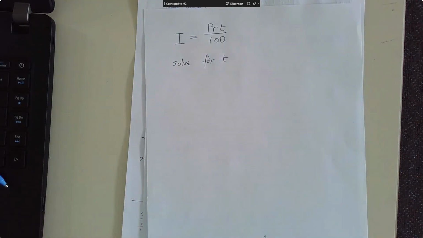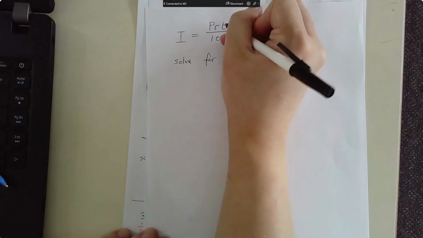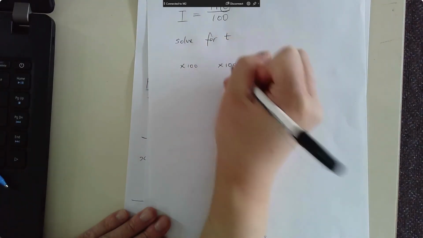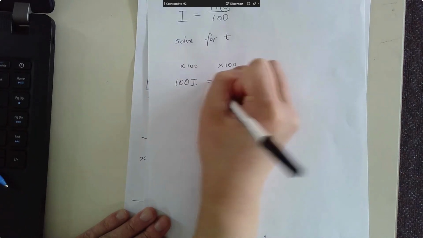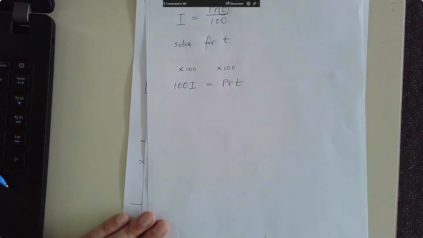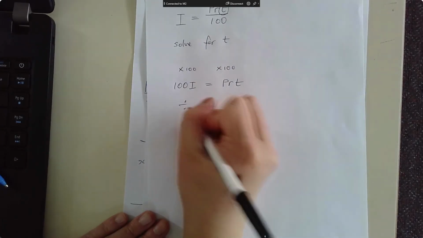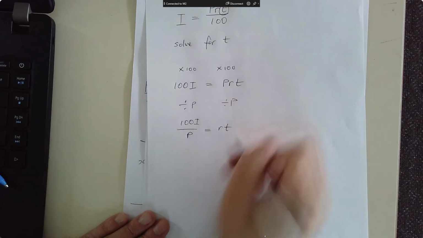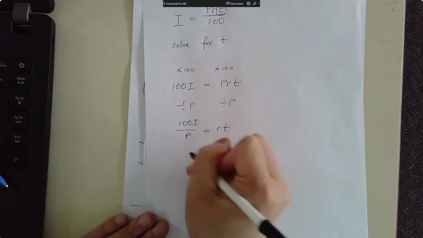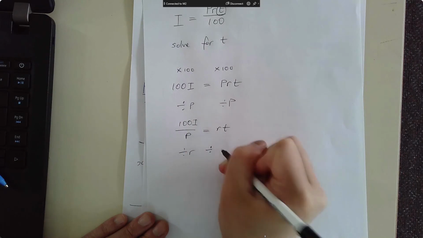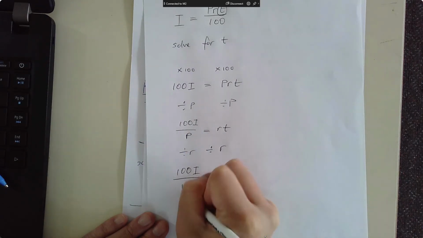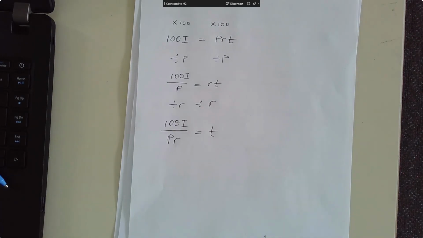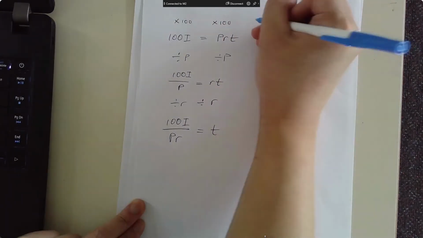I do the same thing to both sides, so I want to isolate t. Here's what I would do. Start by multiplying both sides by 100. That'll give me 100i equals PRT. Then divide by p on both sides. Almost there. Then divide by r on both sides. How many steps of algebra were there? 3.